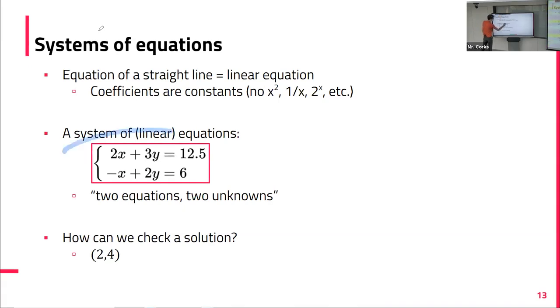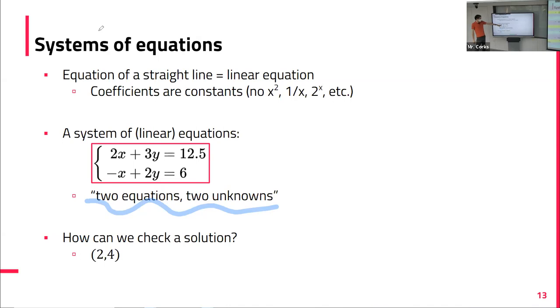Something like this is a system of equations. These are linear equations because they're just straight lines. There's no x squared. There's no 1 over x or exponential things or logarithms or whatever. They're just nice, easy, straight lines. So, a system of linear equations. We typically would refer to this particular one as two equations, two unknowns. Two unknowns because there are two variables in it that we want to solve for.